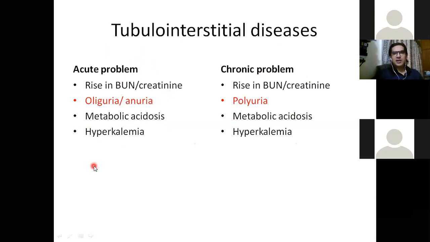And I have already told you that in acute problems, there would be a rise in BUN and creatinine along with oliguria, and then there would be metabolic acidosis and hyperkalemia. On the other hand, in chronic problems, there would be a rise in BUN and creatinine, polyuria, metabolic acidosis, and hyperkalemia.